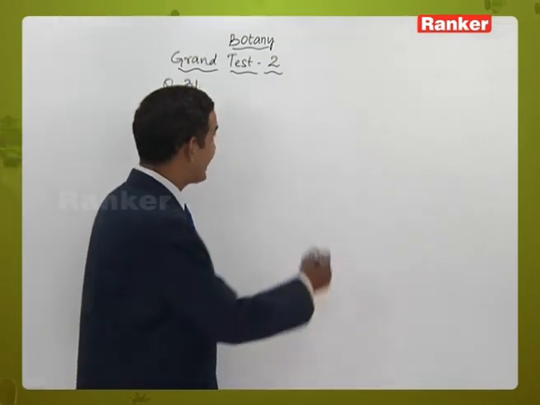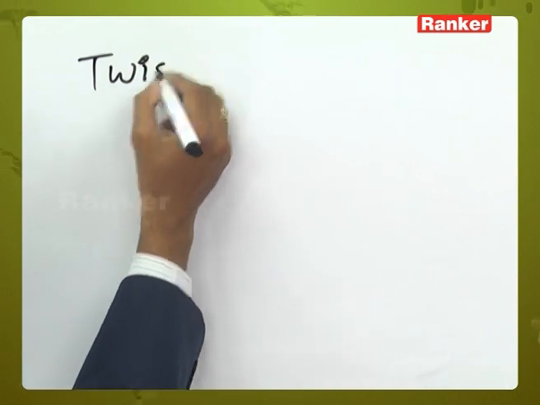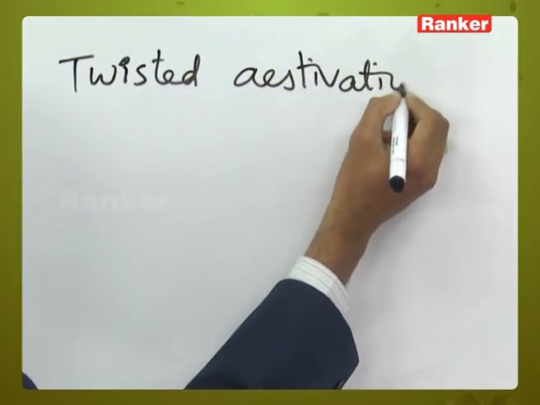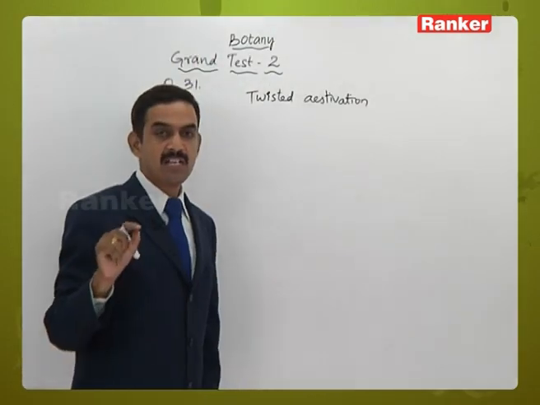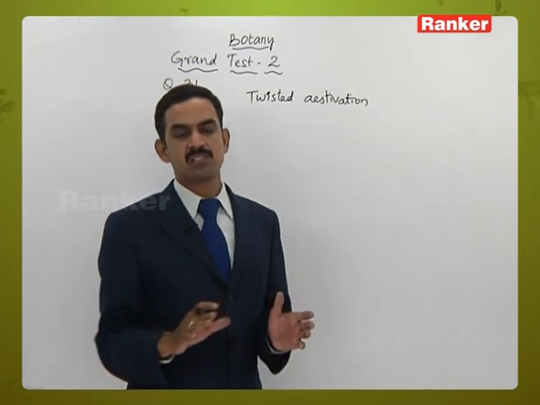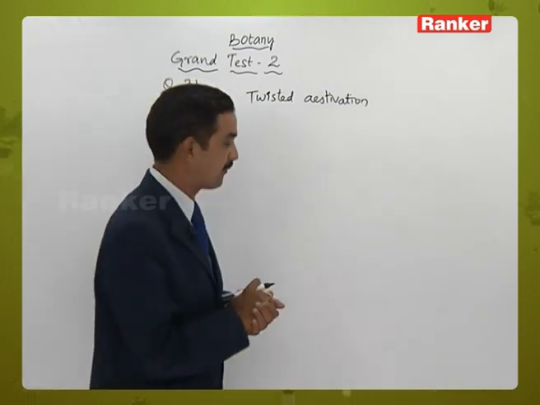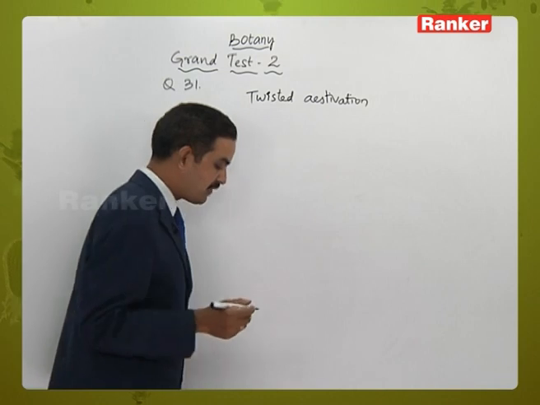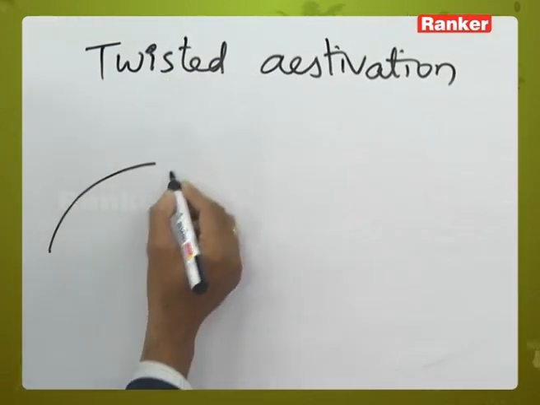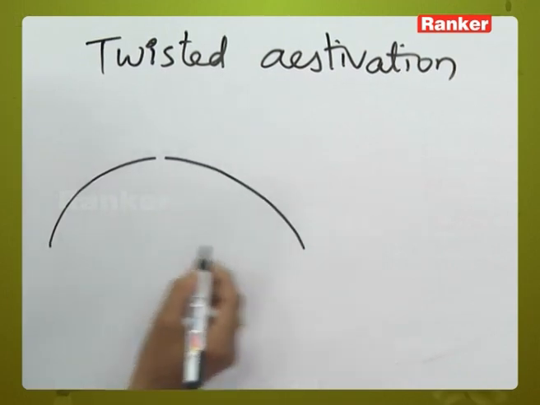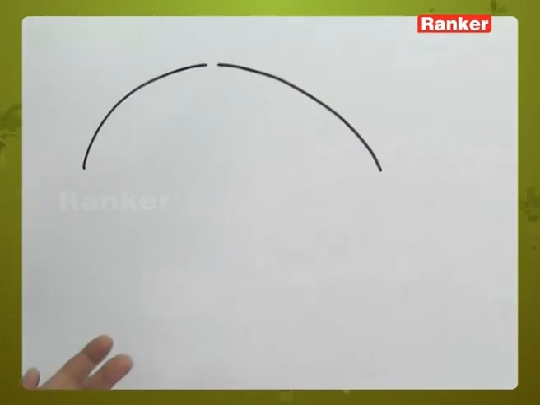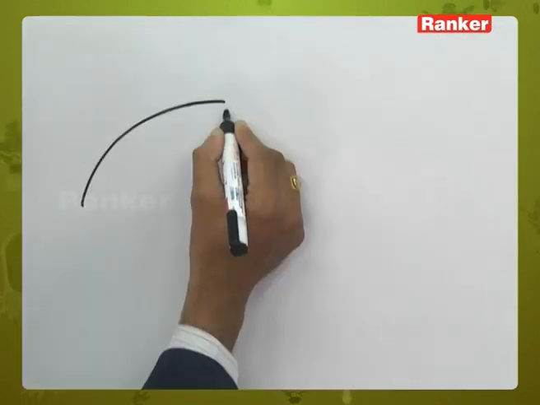Okay, here let us see the diagram of twisted estivation. So there are various types of estivations. Actually, we know that estivation is nothing but the arrangement of the perianth parts when the flower is in the bud condition. In this one, if you see the arrangement pattern of the petals, so here 5 petals will be there. Okay, so in this twisted aestivation, the type of arrangement will be like this.